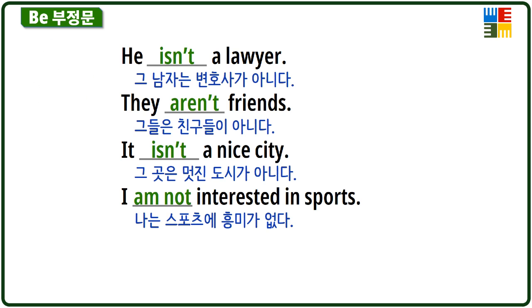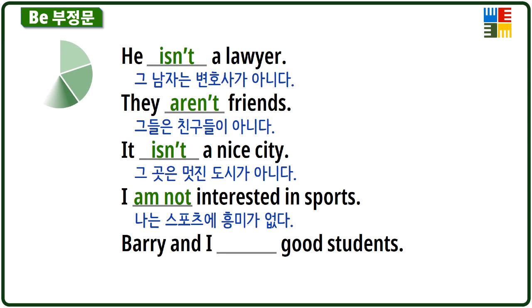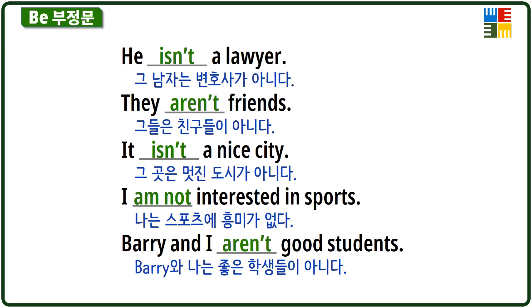I am not interested in sports. I'm not interested in sports. Barry and I aren't good students. Barry and I는 위에 해당되는 말로 are not, aren't를 써줘야 합니다. I만 보고 am not을 쓰지 않도록 조심하세요.